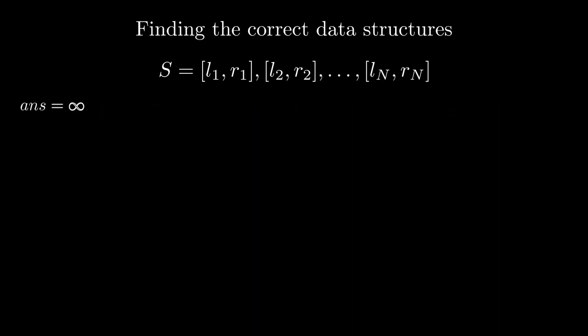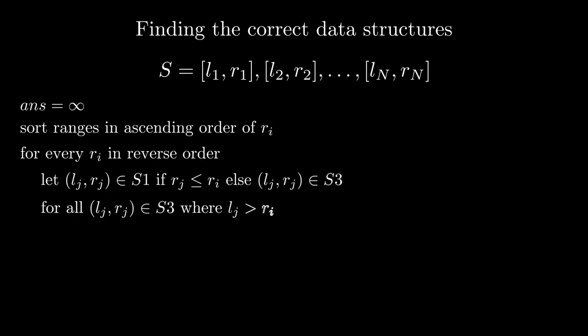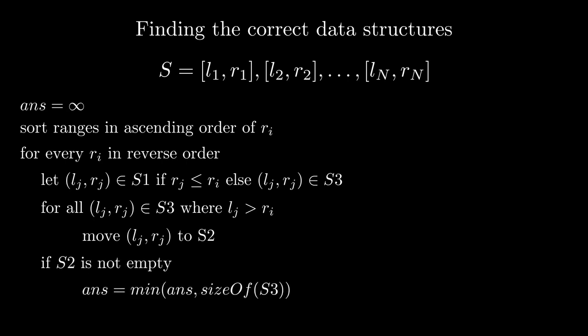Our algorithm thus becomes: initialize our answer to infinity, sort the ranges in ascending order of right endpoints, and traverse the sorted array. For every Ri, let subset 1 be formed by all ranges with Rj less than or equal to Ri, and subset 3 will contain the rest. Check if the ranges in subset 3 have Lj greater than Ri. If so, move them to subset 2. Answer will be the minimum of the current answer and the size of subset 3. We have to make sure that subset 2 is not empty.